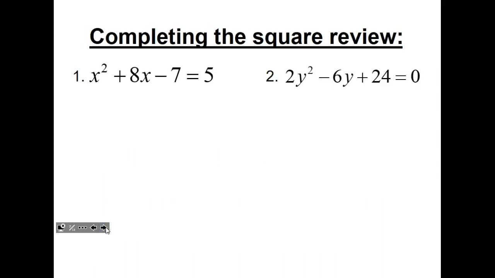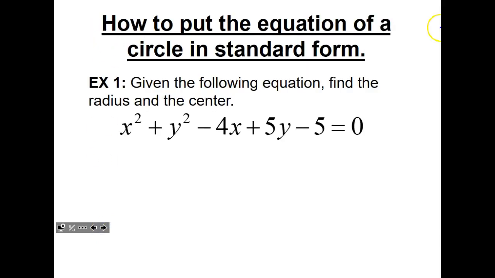So, I'm going to skip this slide right here because we've already reviewed completing the square a little bit. We did that for the warm-up. So, let's go over how to put the equation of a circle in standard form. All right, so we are given the following equation. We need to find the radius and the center.